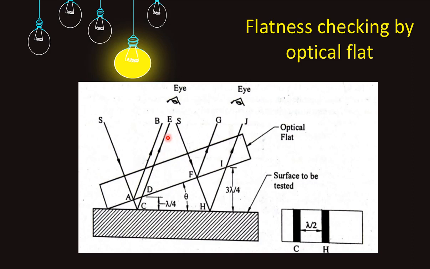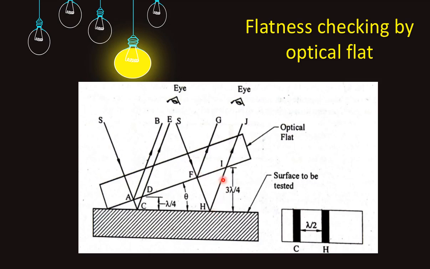If the path lengths differ by an odd number of lambda by 2, then interference is said to have occurred. If the surface is perfectly flat, then the surface will be crossed by a pattern of alternate light and dark bands, which will be straight. A dark line is seen passing at the point C, something like that.